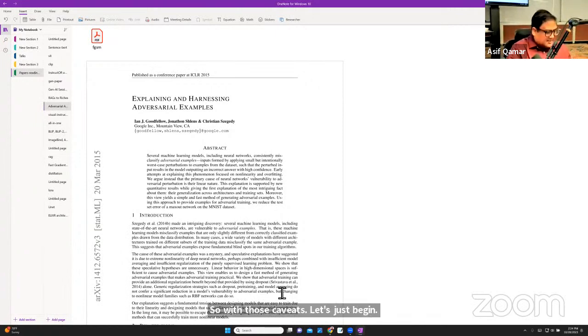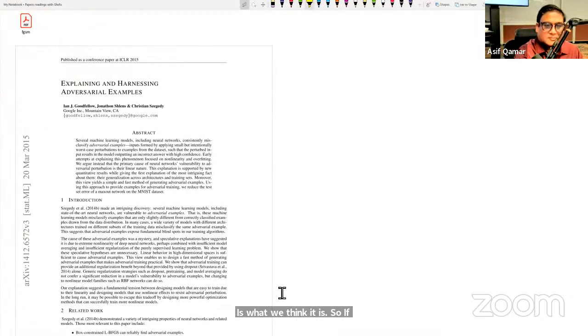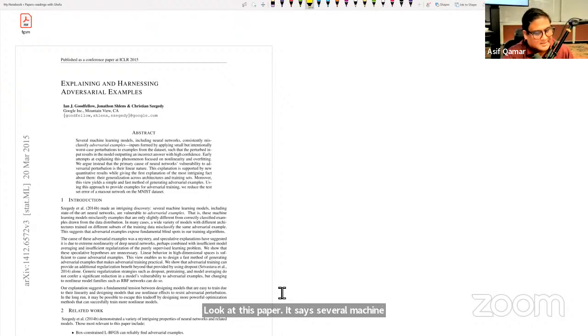Okay. I'm saying that just so that when you read this paper again later on your own, you don't have the conception that everything here is what we think it is. So if I look at this paper, it says several machine learning models, including neural networks, consistently misclassify adversarial examples. So we know that this happens.